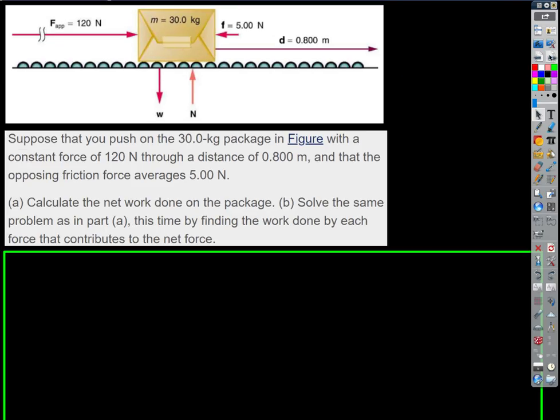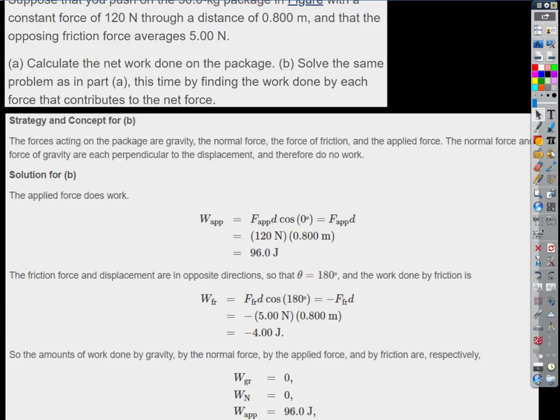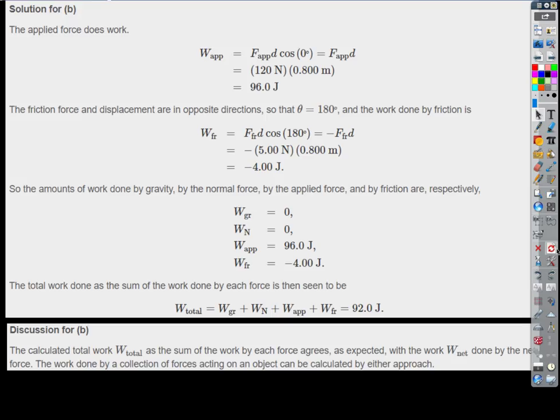Or, as we previously mentioned, we could find the work due to all of the individual forces. The work due to the push is 96 joules, the work due to friction is -4 joules, and the work due to the normal force and the weight are both 0. If I add up all that work, I end up with 92 joules. Either way, I get the same result. Which way is better? First way, a little easier, right?